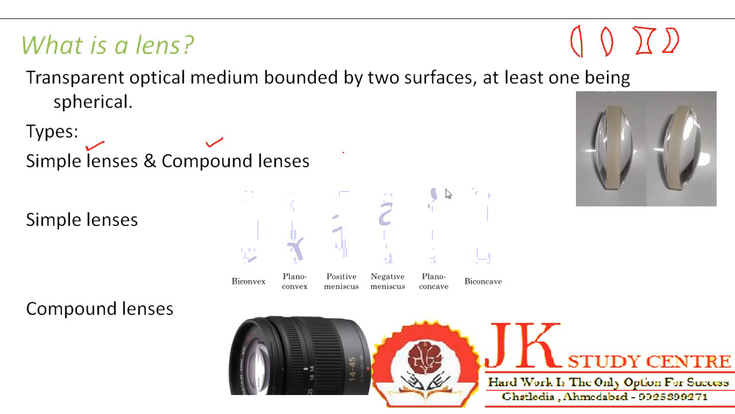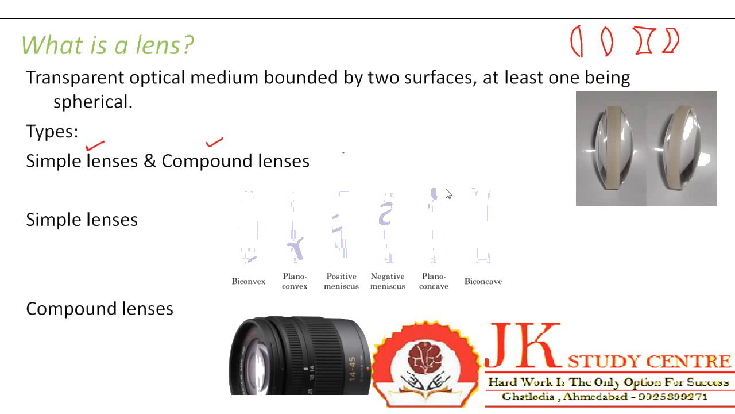And what are compound lenses? They are nothing but combination of simple lenses. That means two or more simple lenses when combined together form a compound lens. You generally see these compound lenses in the lenses used in cameras or video recorders. So in things like that you have compound lenses. That is an arrangement of combination of simple lenses.